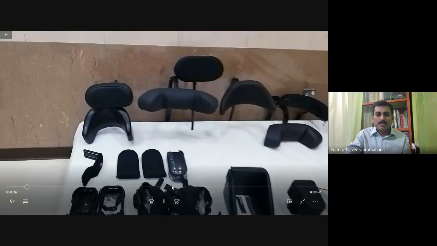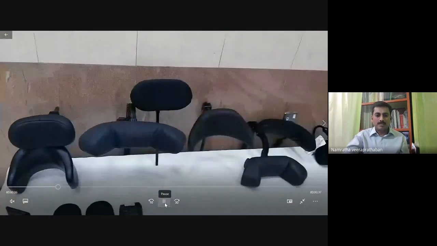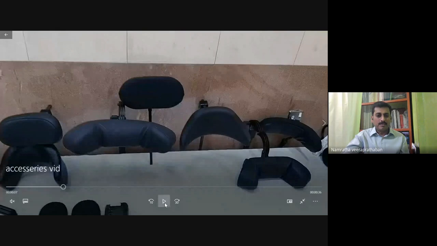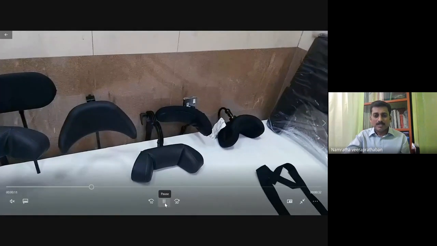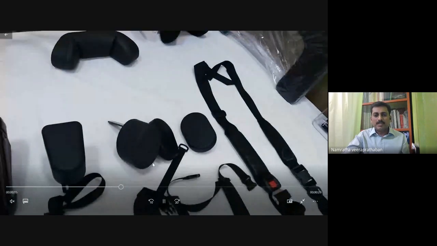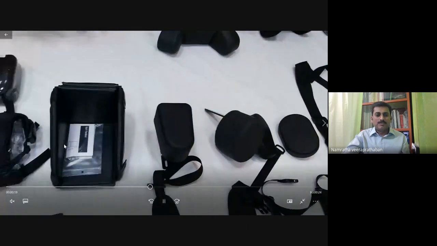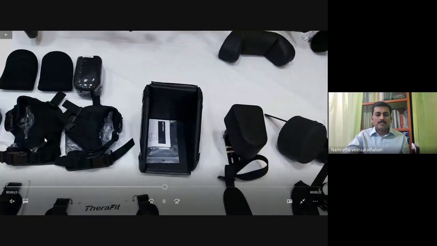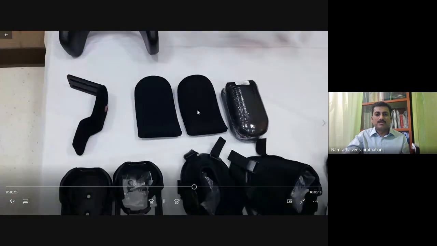Okay, now you can see different types of head support you have seen in the picture. See, the contour shapes are different, and look at the design. Look at the materials, which are different. And here come the abductors, adductors, and this is the foot box, and this is ankle huggers, and this is shoe holder, and this is lateral pad.